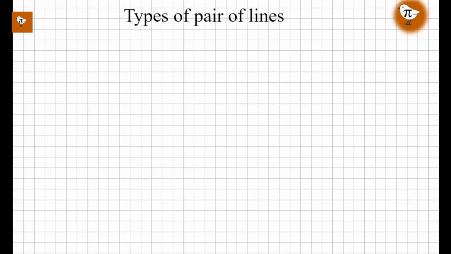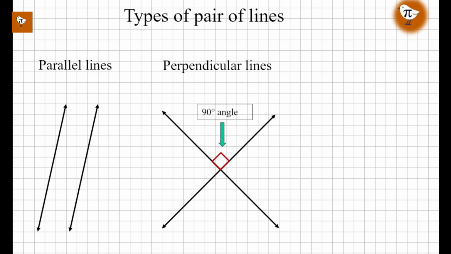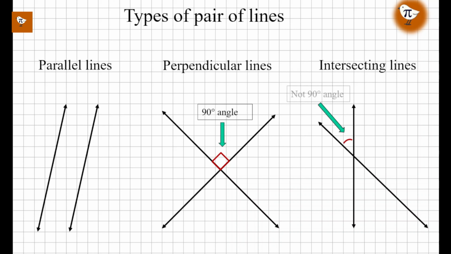There are 3 types of pairs of lines. The first type of lines is parallel lines. These are lines that never touch. They can be recognized visually because the distance between them is always the same. The second type of lines is perpendicular lines. These lines form a 90-degree angle when they intersect. The third type of lines is intersecting lines. These lines intersect and they do not form a 90-degree angle.